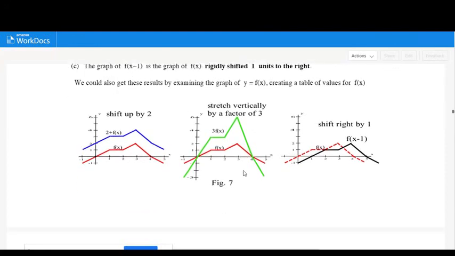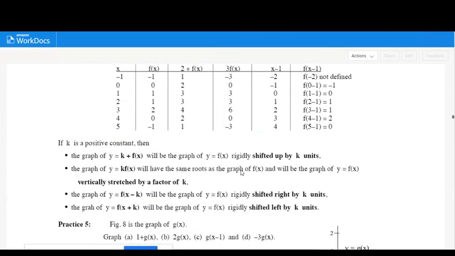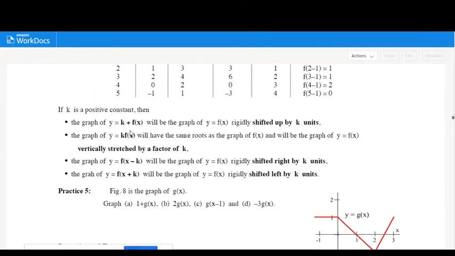So ito pala yung rules niya dito. Okay, so the graph of k plus f of x will be the graph of f of x rigidly shifted up by k units. And then kung ito naman, vertically stretched by a factor of k, kung ano yung number na minumultiply sa kanila. And then kung subtraction dito, shifted right. Kung addition naman dito, shifted left.